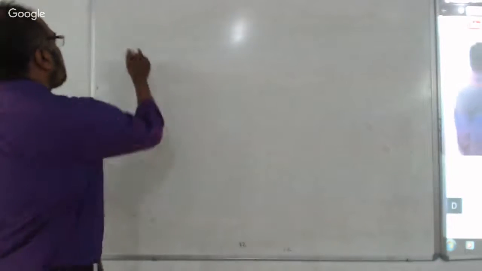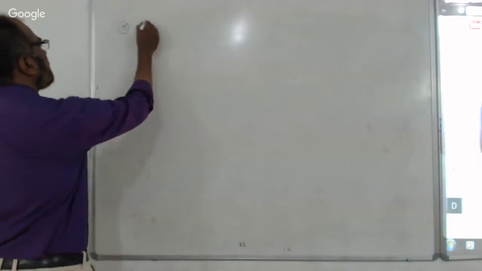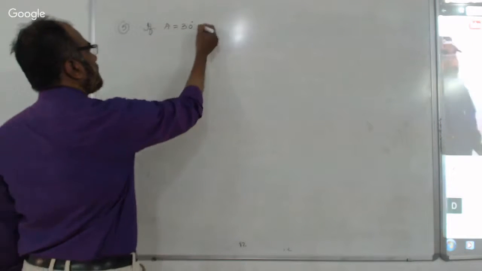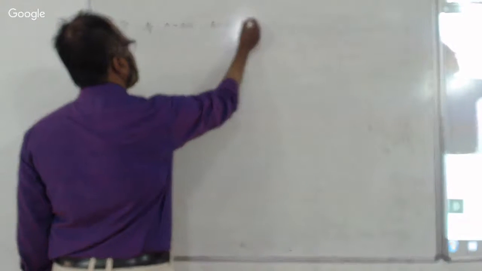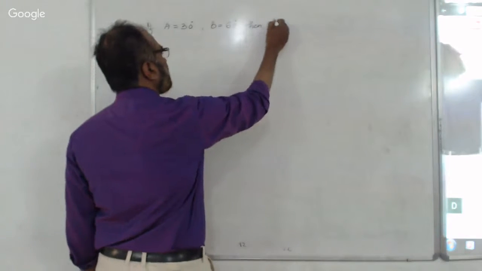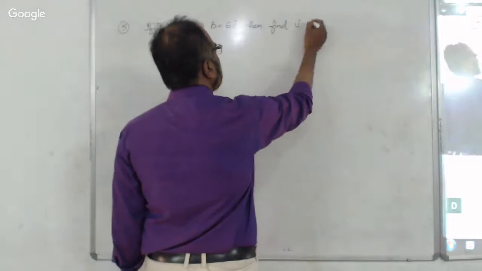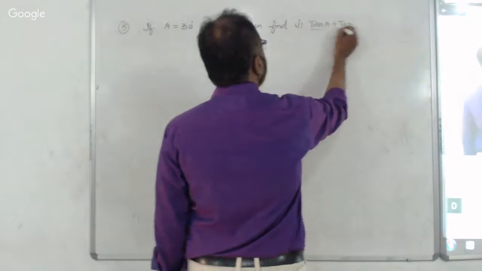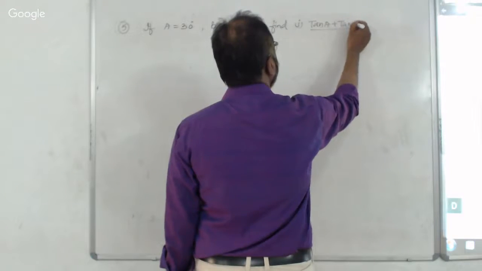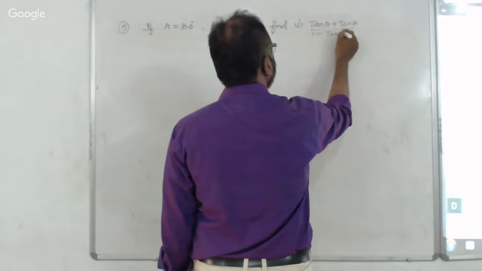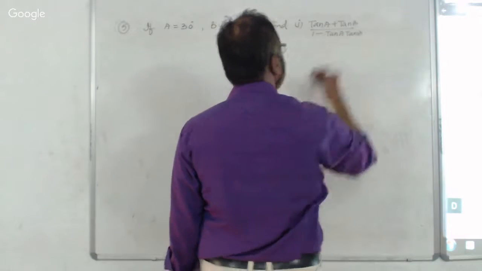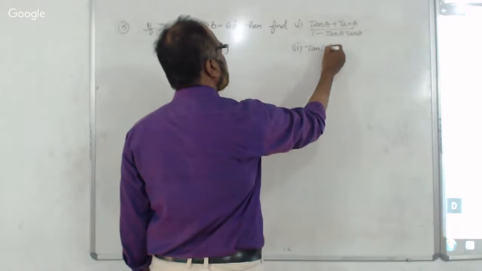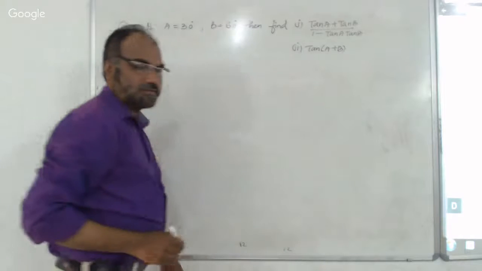Next one. If A is equal to 30, B is equal to 60, then find tan A plus tan B by 1 minus tan A tan B, and what is tan of A plus B?